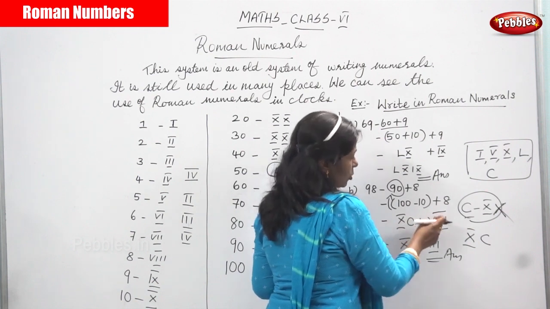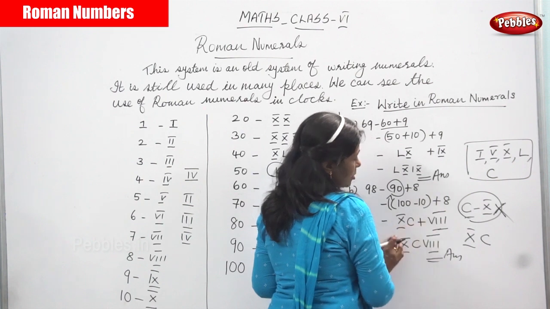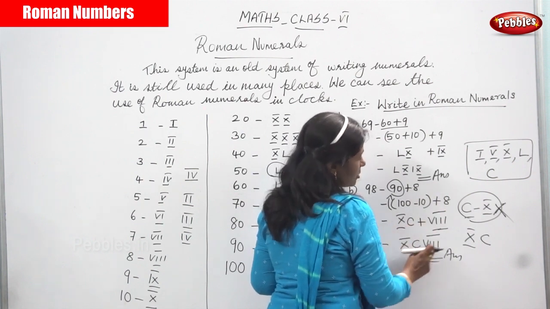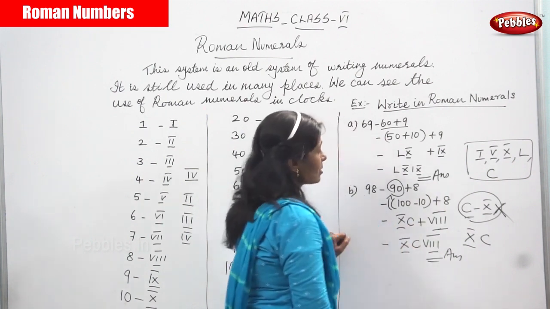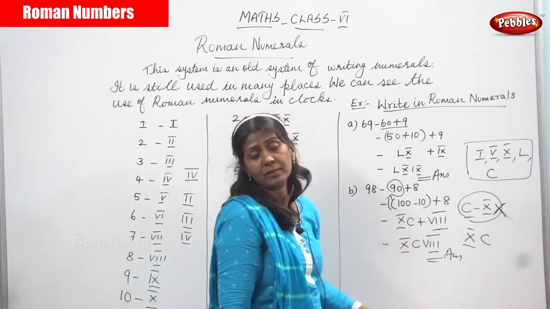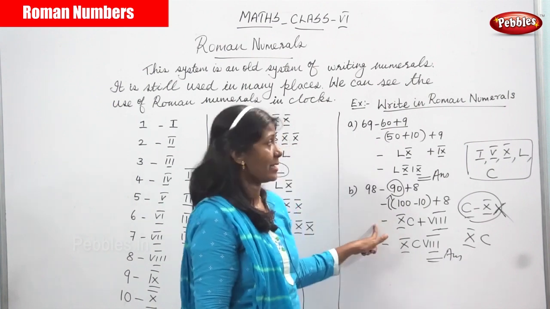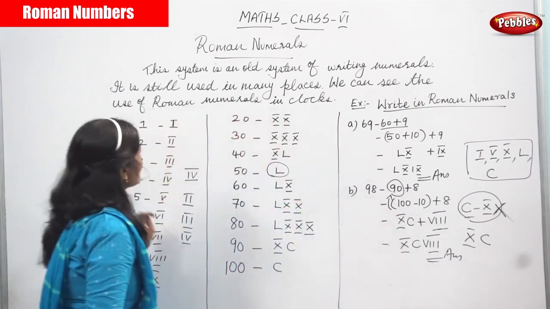Plus 8, how are you going to write? V and triple I, that is what I have written. And finally you are adding together. So XCVIII. This is the right answer for the question. So the 98 answer is XCVIII. This is the right answer for the exact Roman numeral 98. I think you understand the concept.